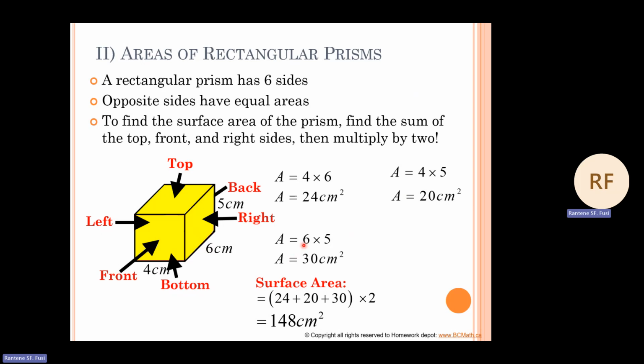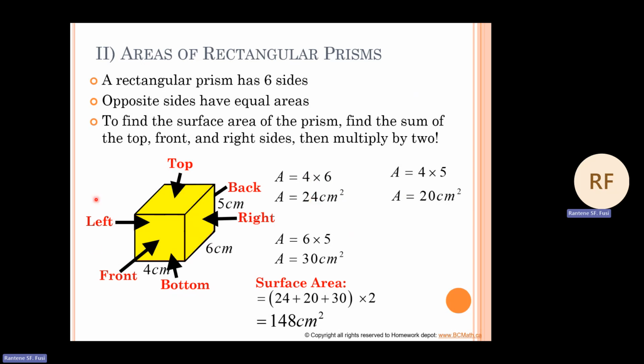You can see here, 6 multiplied by 5 is 30 centimeters squared. Then the last one will be the top part here. On the top, you can see you've got 4 multiplied by 6. This red 4 here, multiplied by this 6 here, gives you 4 multiplied by 6 is 24.